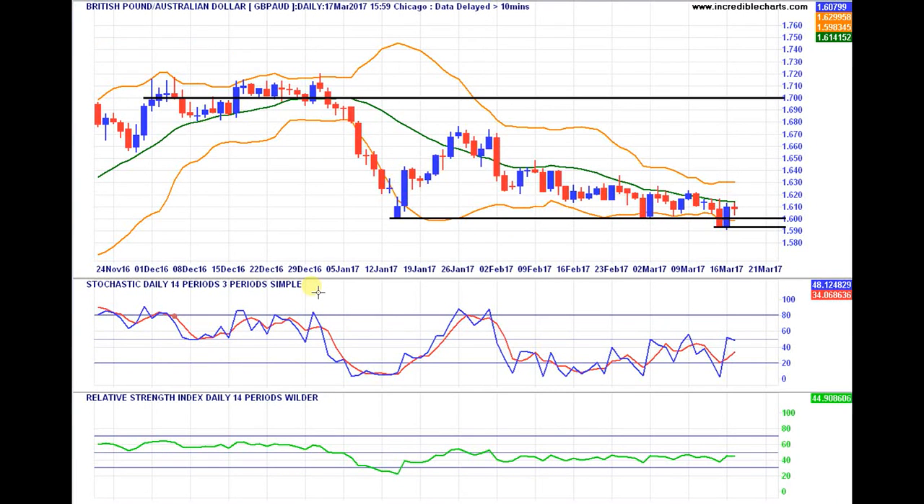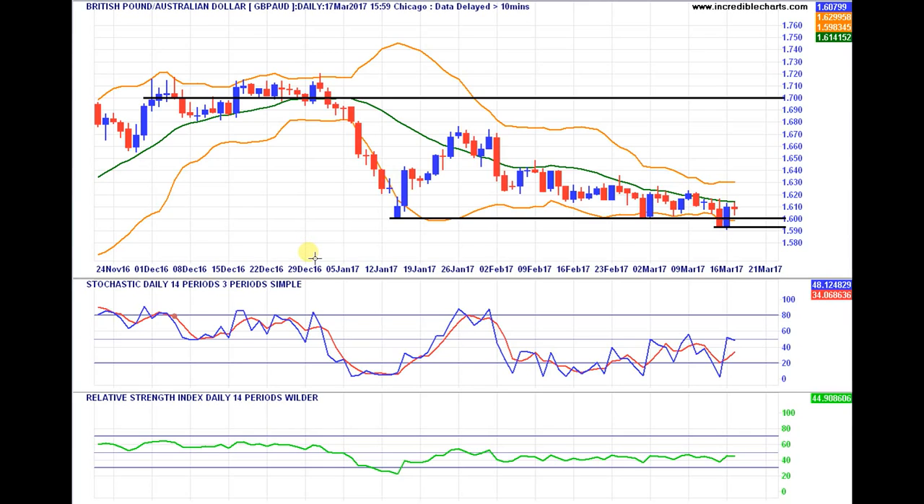GBP AUD daily, I've drawn my target up here at 1.70. You could argue 1.71, of course, but we didn't really hold above the level. So, yeah, I'm sticking with 1.70. Of course, if it did get there, I'd be more than happy.